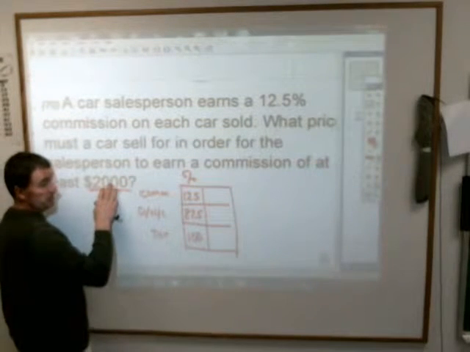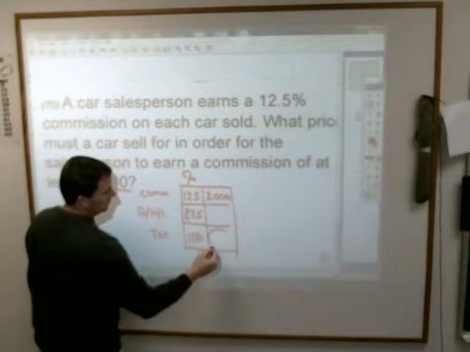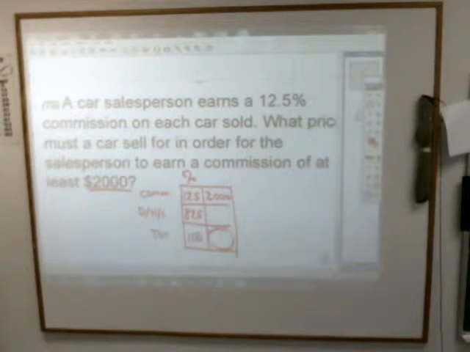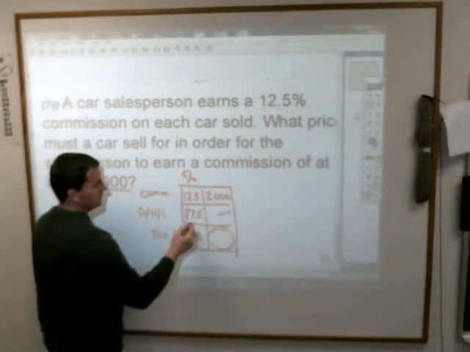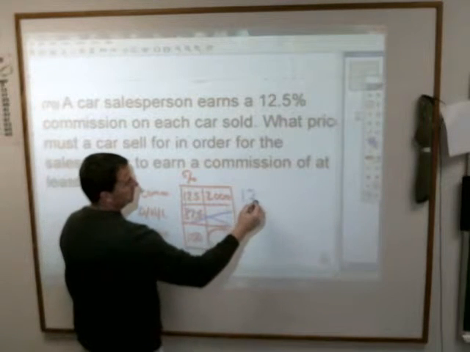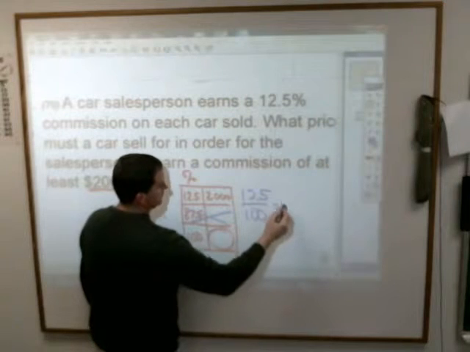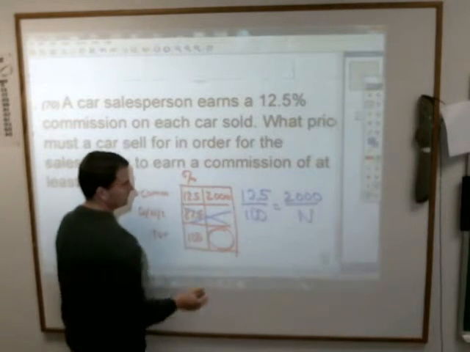What price must he sell in order to earn a commission of at least $2,000? So this is his commission, right? So it goes right here. And then you want to know what would be the total price of the car in order to earn that $2,000 commission. So if you set it up like we've been doing, you simply don't need this. It's 12.5 over 100 equals 2,000 over what number?